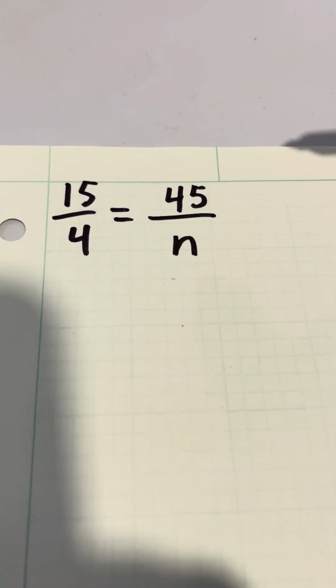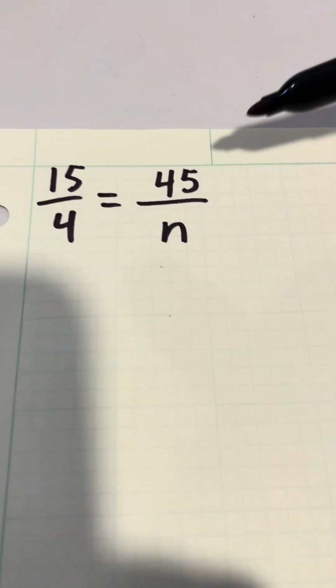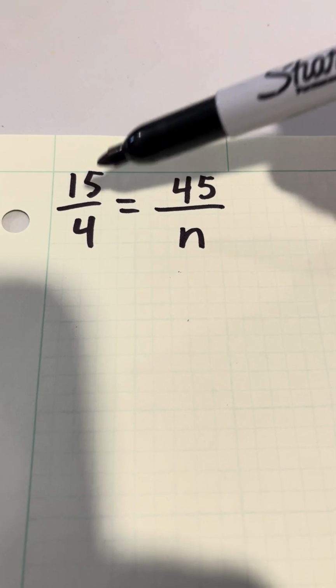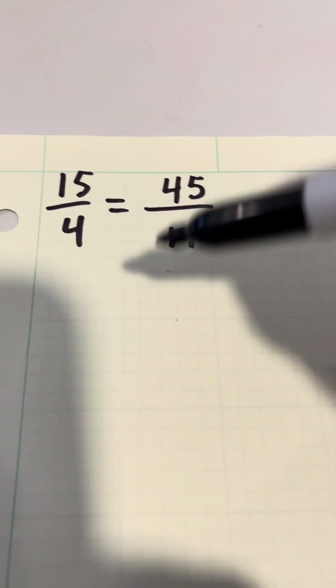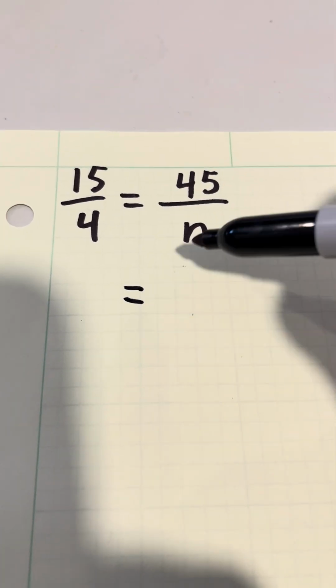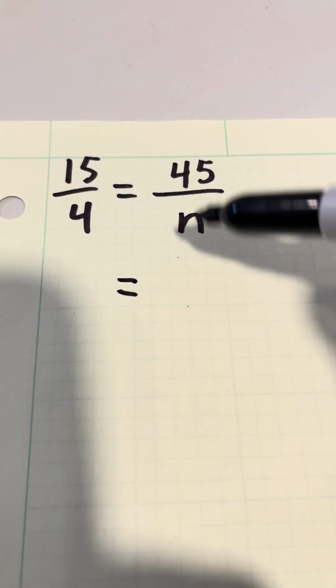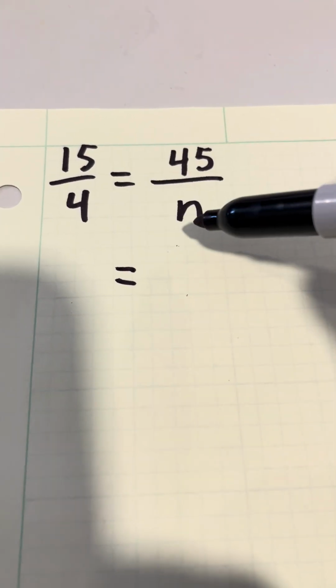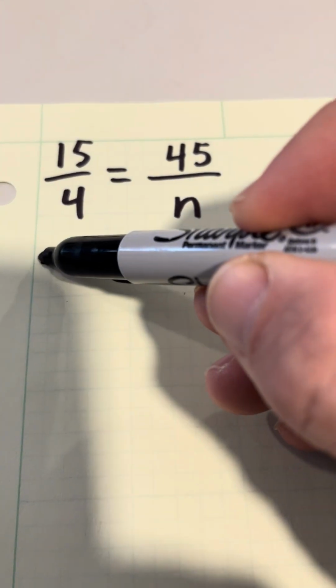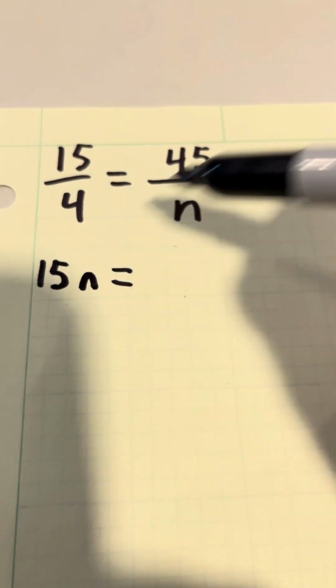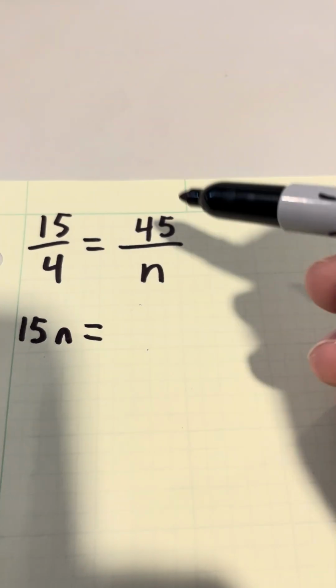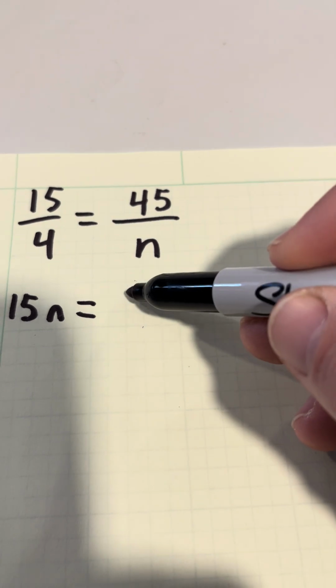Now there's two ways we can do it. We can do it the way we've been solving proportions, and we can cross multiply. So we'll put our equal sign right here, and we can go 15 times n, or n times 15, either way. And that's going to give us 15n. And then 4 times 45 gives us 180.